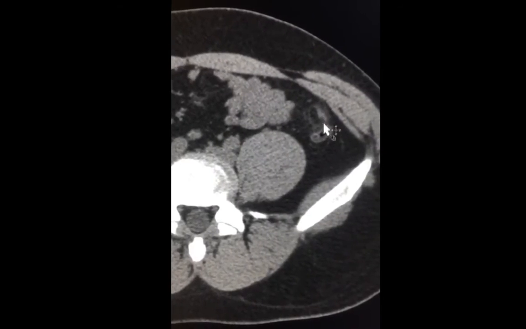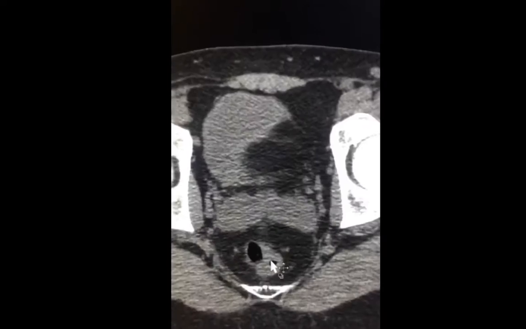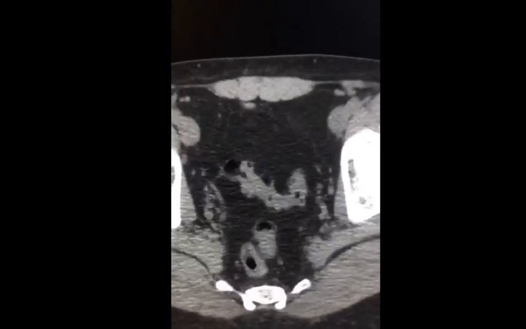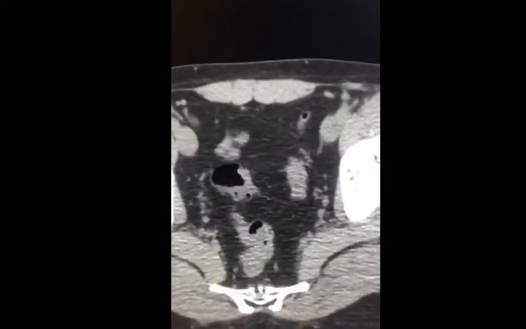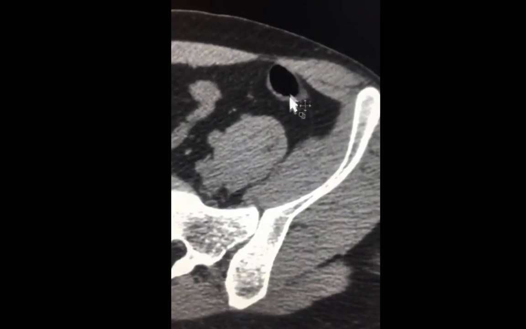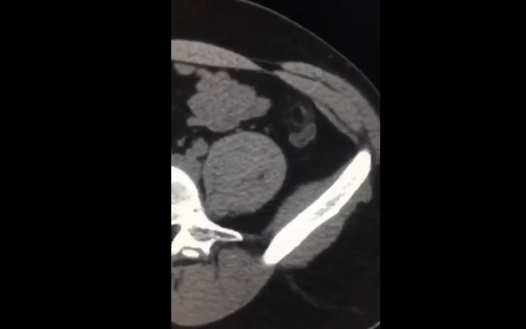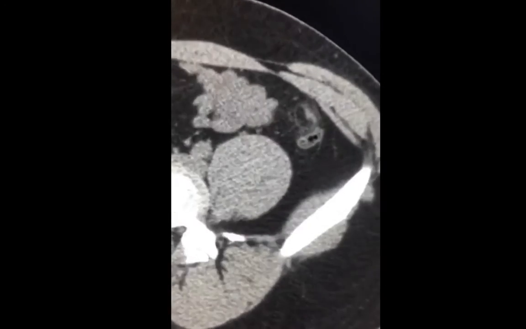Have you noticed this abnormality? Let's follow this structure to understand what we're looking at. This is the rectum that becomes the sigmoid colon, which then continues as the descending colon. So this is air filling the lumen of the descending colon, and the abnormality is located at the region of the distal descending colon.